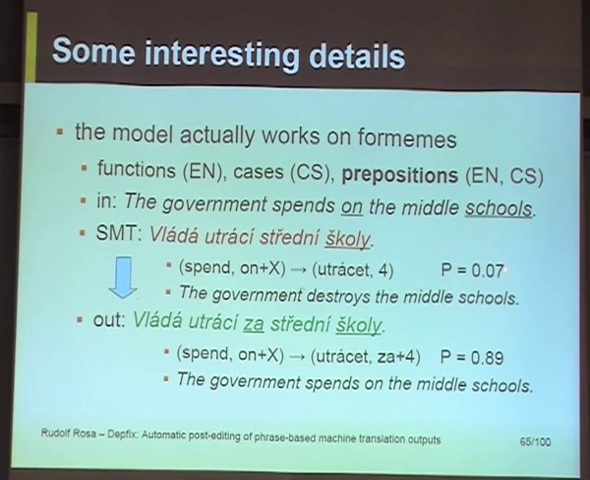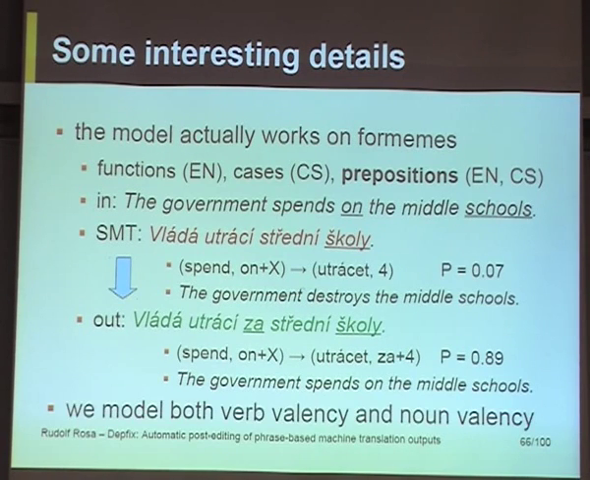But the estimated probability of this pair is only 0.07. But we can find a better pair, which is "utrácet za" plus accusative, which gets a probability of 0.89. So we can probably safely take this as a better translation and get "vláda utrácí za střední školy", which actually is the correct translation.